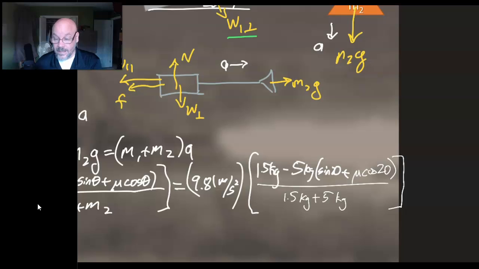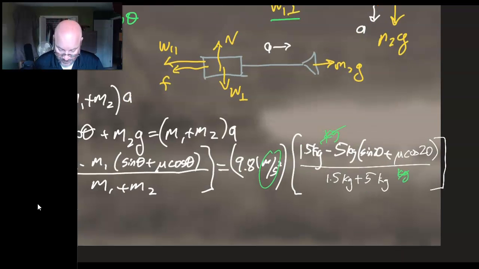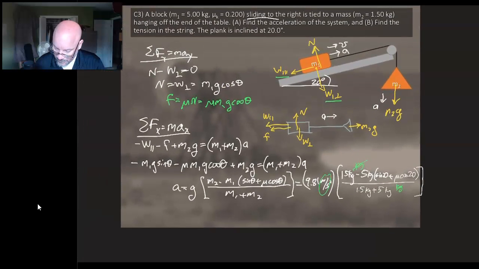Let's look at our units. I've got kilograms in the top and kilograms in my denominator. Those are going to cancel, and I'm left with meters per second squared. So that works out kind of cool. All right, and let's get the answer. a turns out to be negative 1.74 meters per second squared.